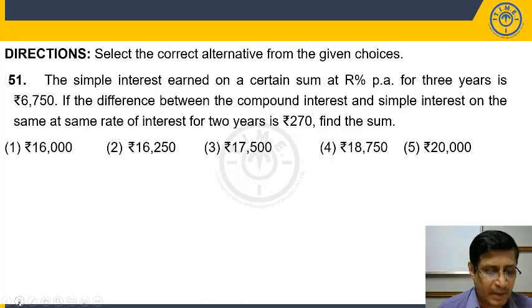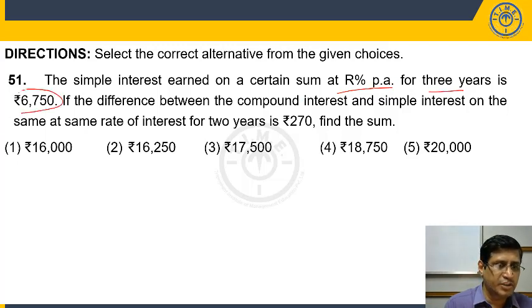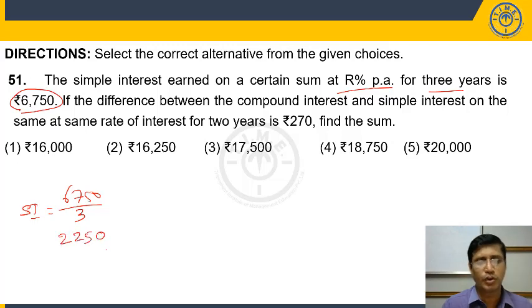Now look at the next example. This is the individual quant questions. Question number 51. Simple interest on a certain sum at R% per annum for 3 years is given. So 3 years simple interest is given. It is 6750. How much is the simple interest for 1 year? 1 year simple interest means it is 2250.